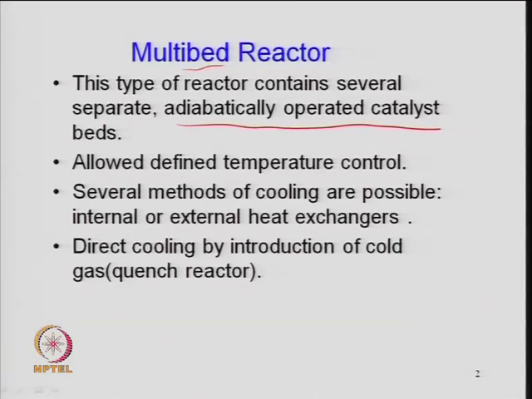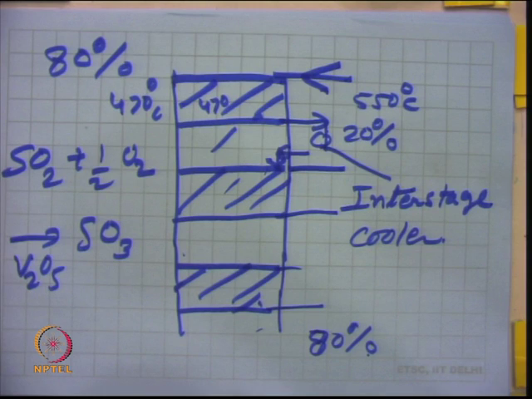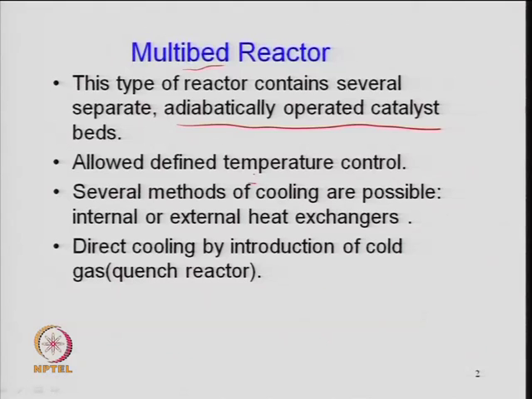So, in this case, when you have a multi-bed reactor, one is allowed a defined temperature control. So, that is again important, that what I said here, that if the optimum temperature is say 450 or 460 degree centigrade for the reaction, then in that case one can have a control. So, suppose the temperature increased to 500 degree centigrade, you cool it and bring the temperature down to 470 or 460, whatever the optimum condition, and get the things done.